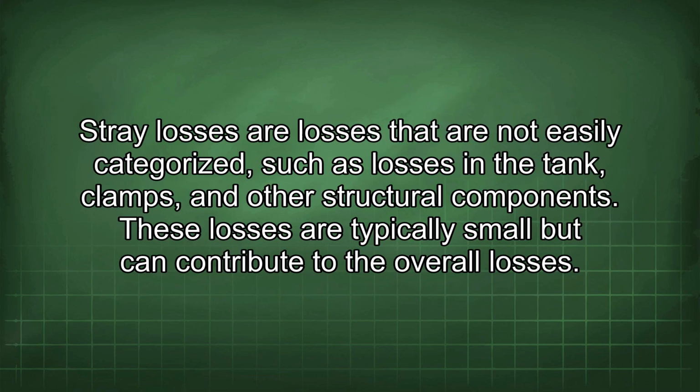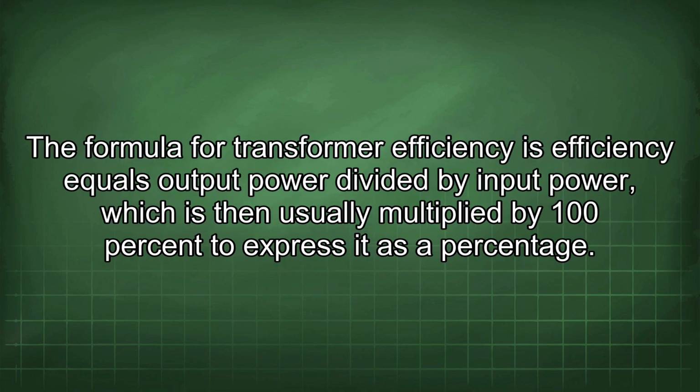Stray losses are losses that are not easily categorized, such as losses in the tank, clamps, and other structural components. These losses are typically small but can contribute to the overall losses. The formula for transformer efficiency is efficiency equals output power divided by input power, which is then usually multiplied by 100% to express it as a percentage.